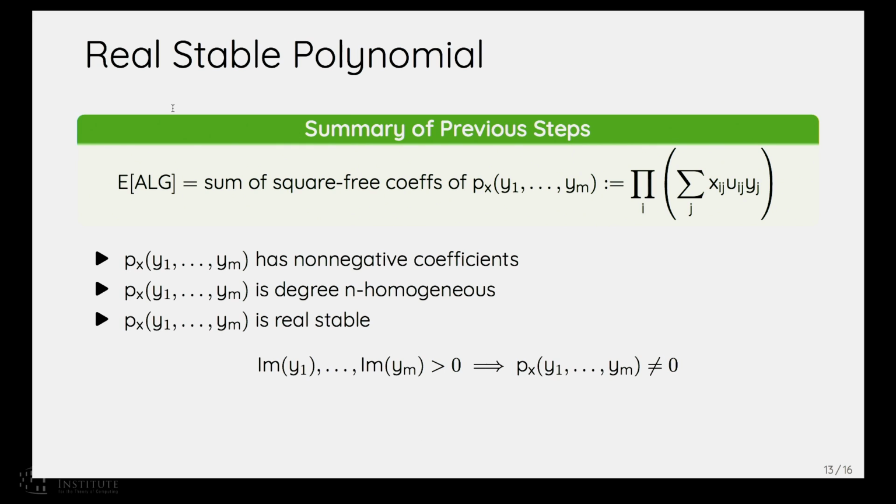Real stability of a polynomial is defined like this. Imagine that you plug complex numbers into the polynomial. If the imaginary parts of the complex numbers that you plug in are all positive, I want my polynomial to not vanish. This is true for a product of linear polynomials, because each linear term would be a complex number with positive imaginary part. Because it's a product of non-vanishing terms, it doesn't vanish.